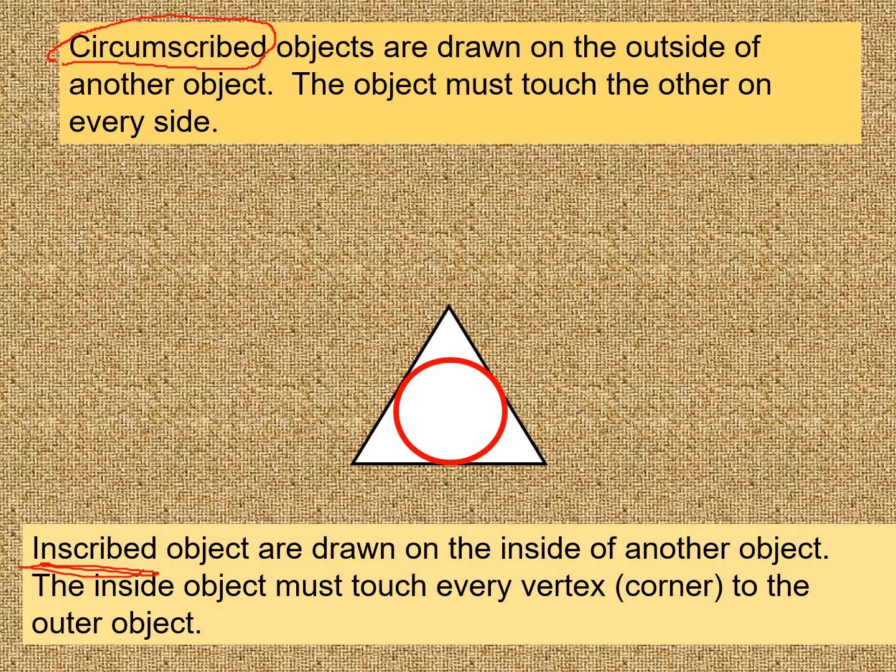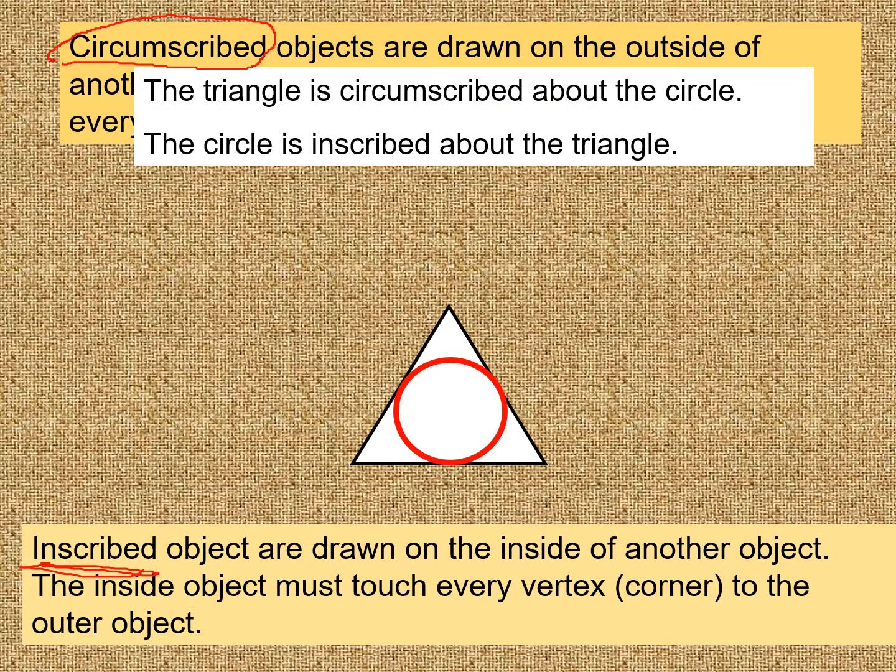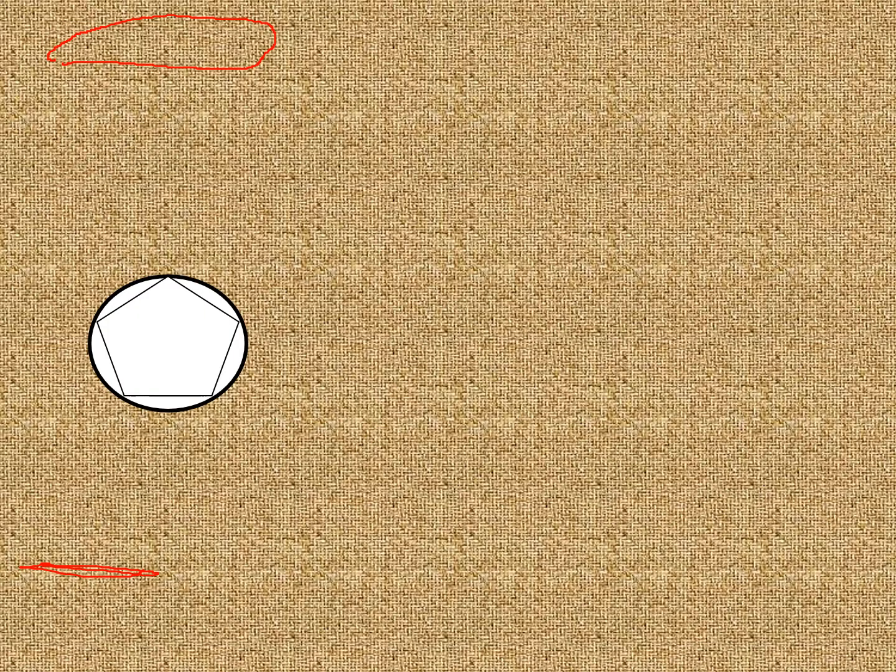The circle is inscribed to the triangle, inscribed in the triangle. And then the triangle is circumscribed about the circle. The inside's on the inside, inscribed is inside. Easy enough. All right, so what's that one? The circle would be circumscribed, and the pentagon would be inscribed.